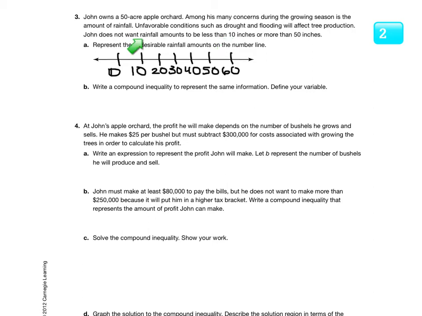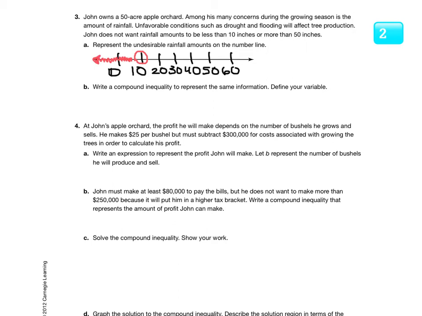He specifically says less than 10, which means on that number line, I need to put a big old open circle because he does not want 10 to be included. It's okay if he gets 10, but if he gets less than 10, he's in a drought. So less than would represent the numbers to the left. So I would shade in that direction.